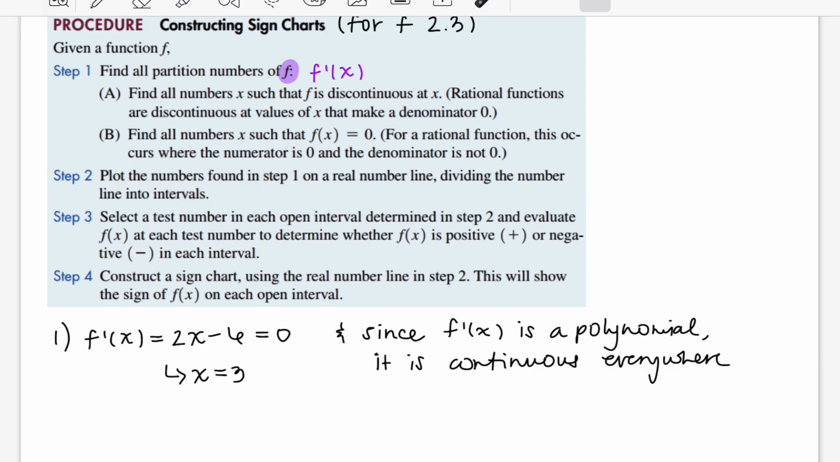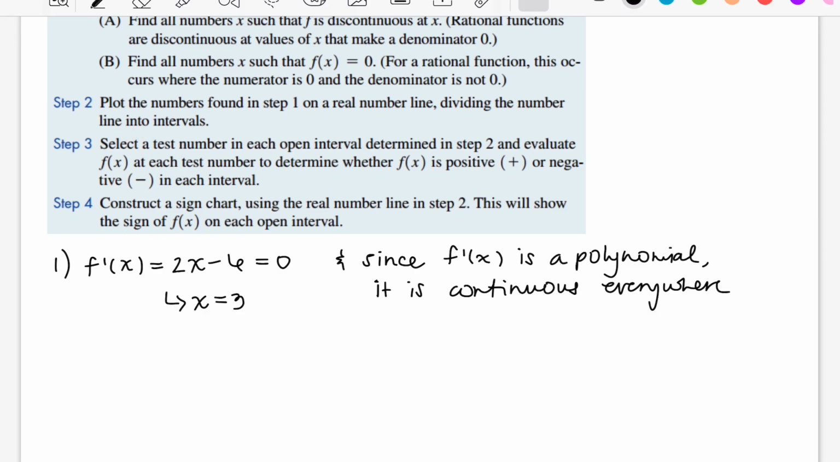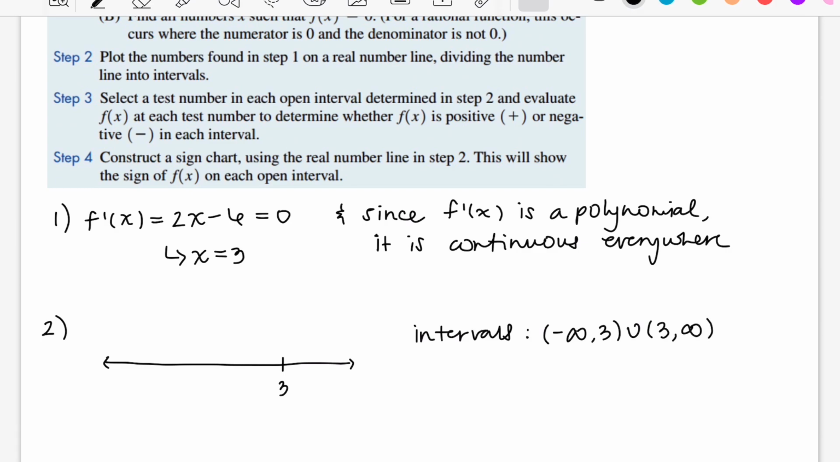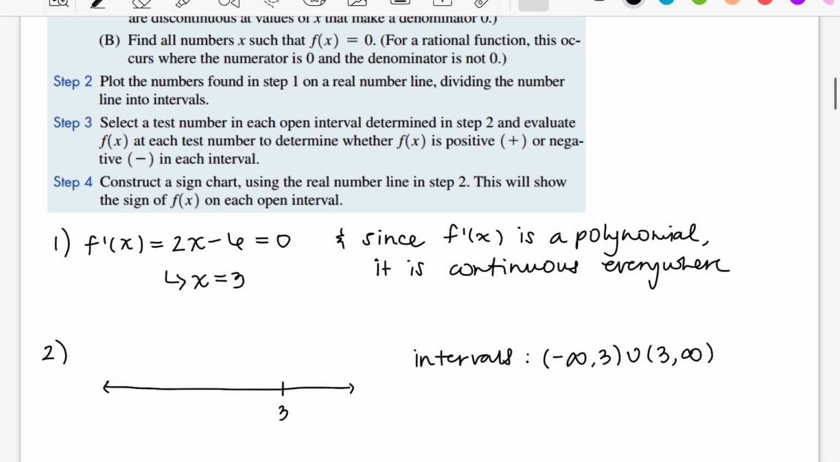And now we're going to plot these numbers on a real number line to divide that guy, the number line, into intervals. Right, so we have our real number line like this. And we said that at this point, f prime of x is equal to 0. So our intervals are negative infinity up to our partition number 3, and then 3 up to infinity. Then the next thing we want to do is select a test number in each of these intervals and evaluate f prime of x, because remember we're looking at f prime of x to tell us if our function is increasing or decreasing.